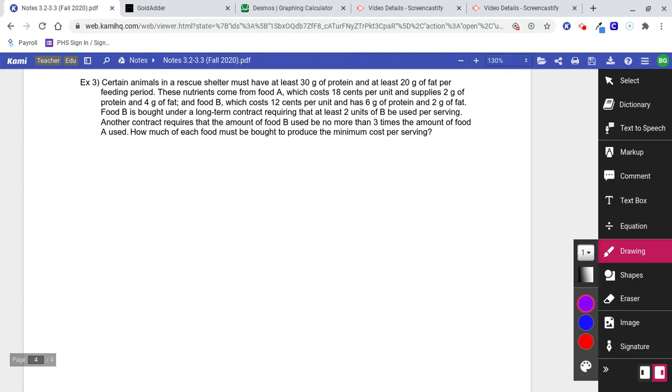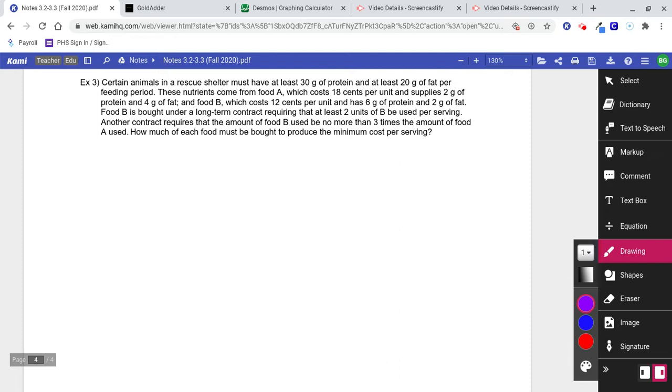Food B is bought under a long-term contract requiring at least 2 units of B be used per serving. Another contract requires that the amount of food B used is no more than 3 times the amount of food A used. How much of each food must be bought to produce the minimum cost per serving?